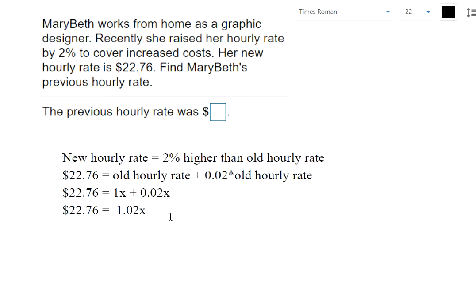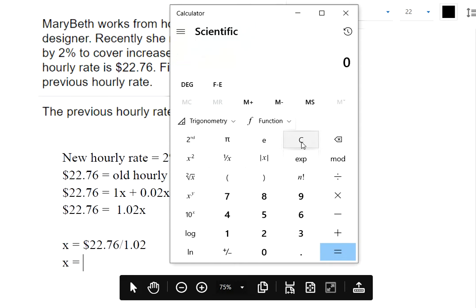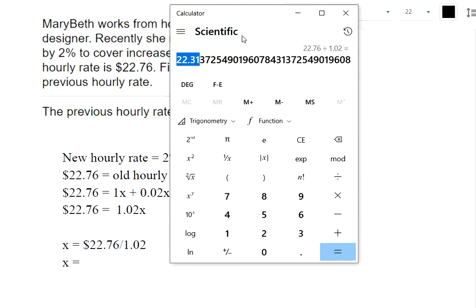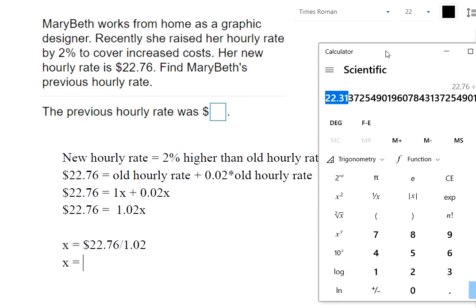They're like terms. And now to get X by itself, you just need to divide 1.02 from both sides, right? Because currently it's multiplying, so we can undo multiplying with division. So it looks like $22.31 if I round to the nearest cent. Okay, $22.31, and that makes sense because a 2% raise isn't much, right? The hourly rate previous was $22.31, which is a 2% increase.